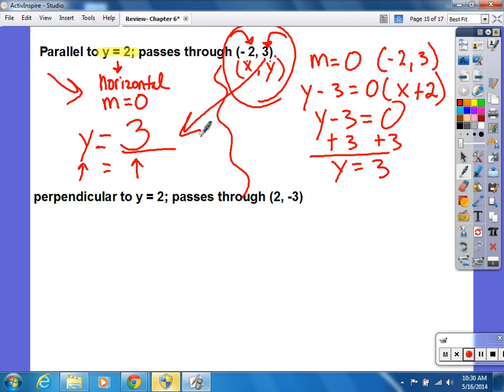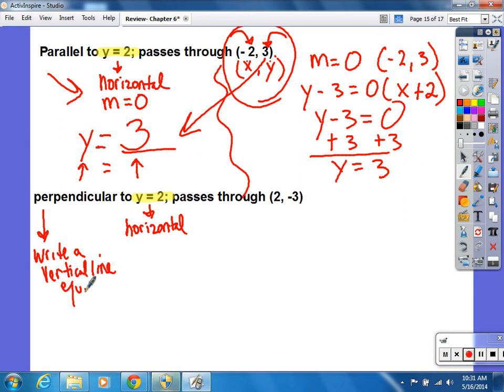For a perpendicular line, I can do the same kind of thing. I know that an equation y equals 2, a line like this, obviously we know is horizontal, has a slope of 0. What's going to be perpendicular to a horizontal line? We have to make an equation for a vertical line. How does a vertical line equation look? I know that an equation for a vertical line always looks like this.